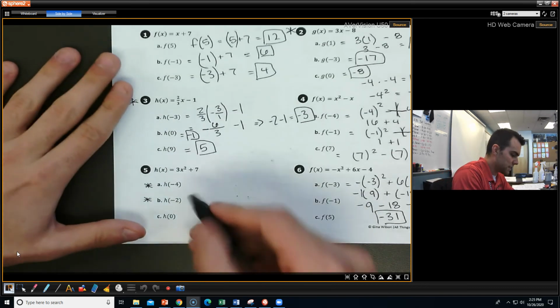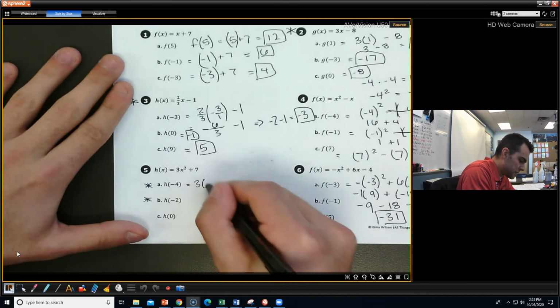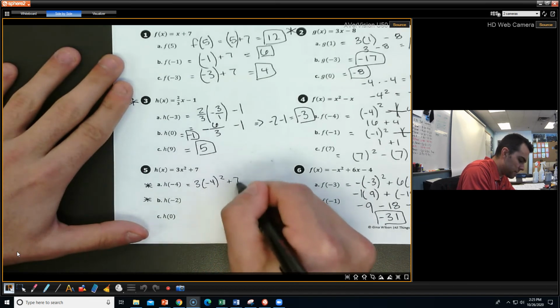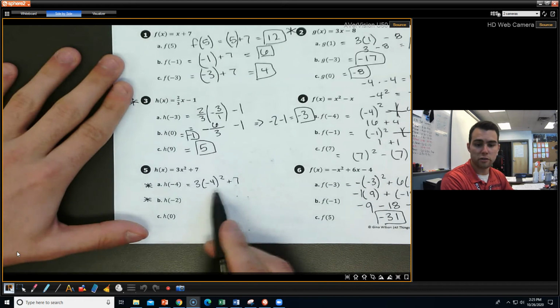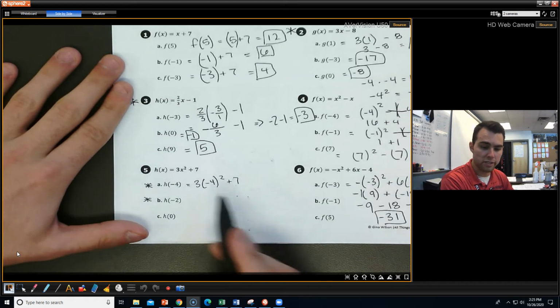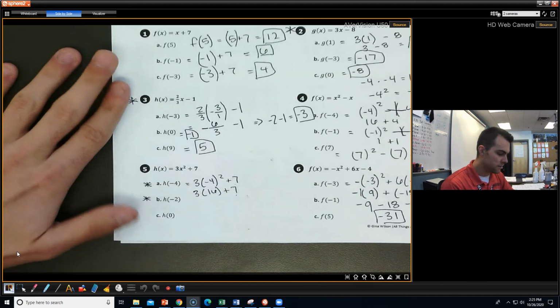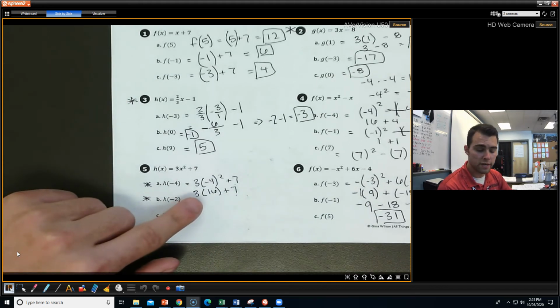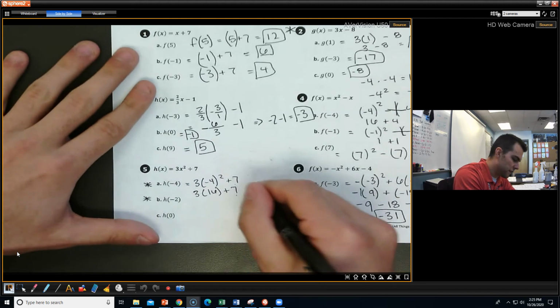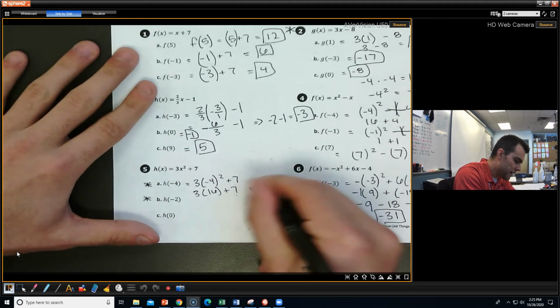Let's take a look at these guys. We have 3 times negative 4 squared plus 7. Again, I'm going to square this first. Negative 4 times negative 4 is 16. 3 times 16 is 48. Plus 7 is 55.